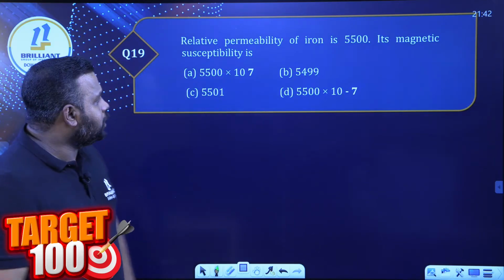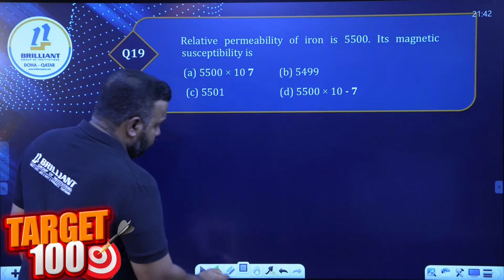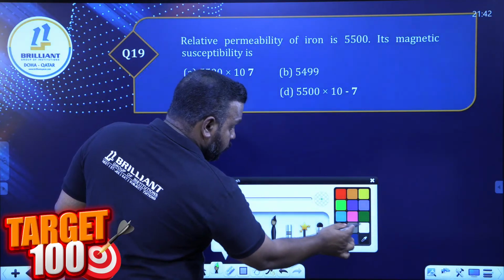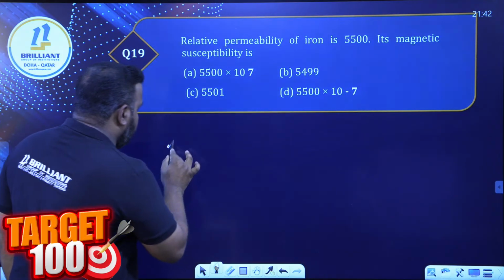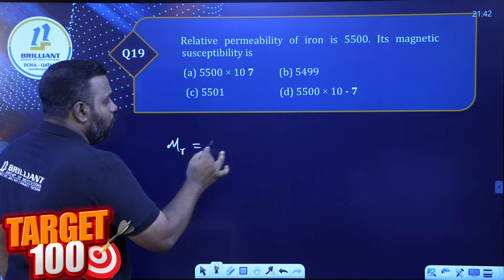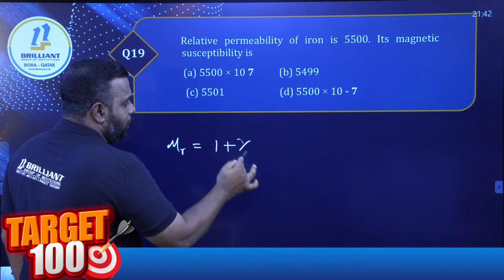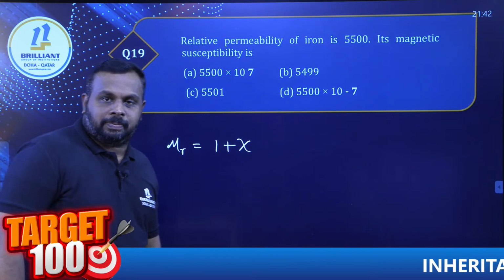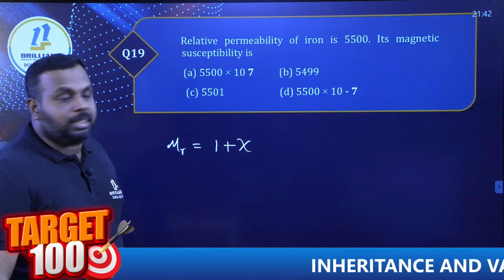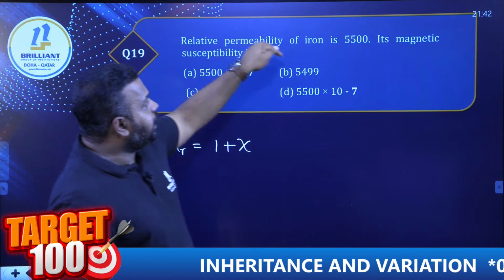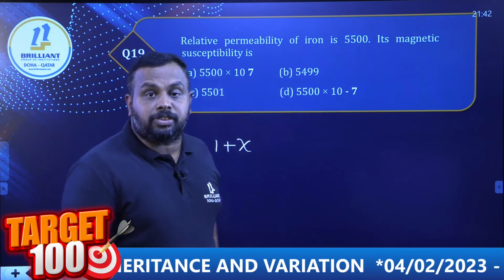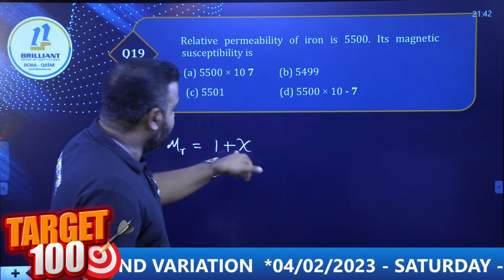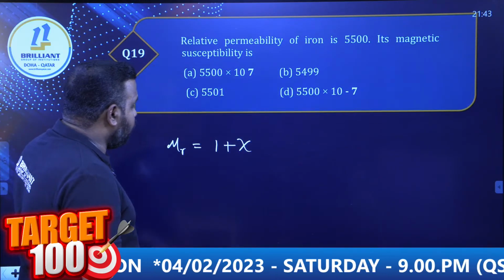What is the relation? Mu r, magnetic relative permeability, mu r is equal to 1 plus chi. This is the relation. 1 plus chi is equal to what? Mu r. Here the relative permeability of iron is given, it is 5500. Then what is susceptibility? Susceptibility means chi. So we have to find the value of chi.